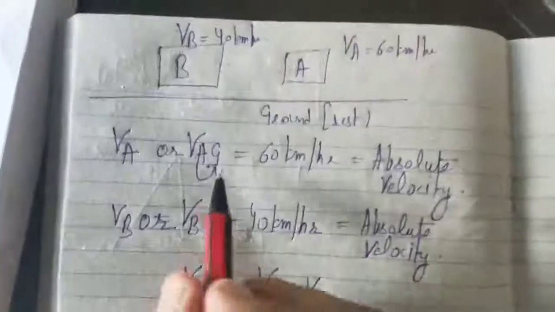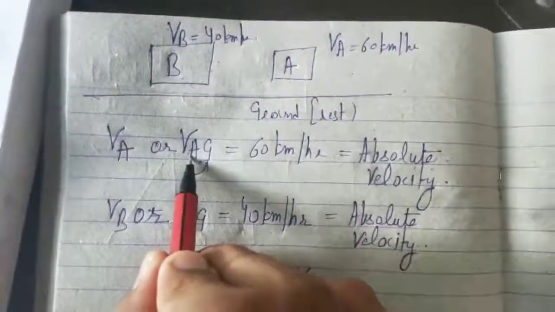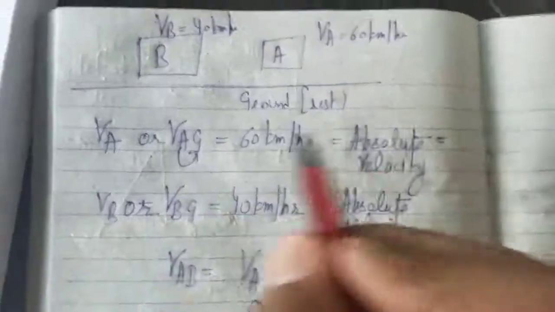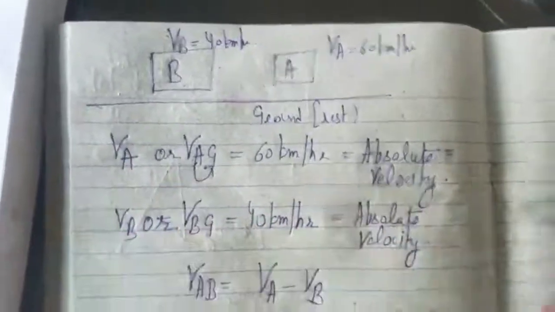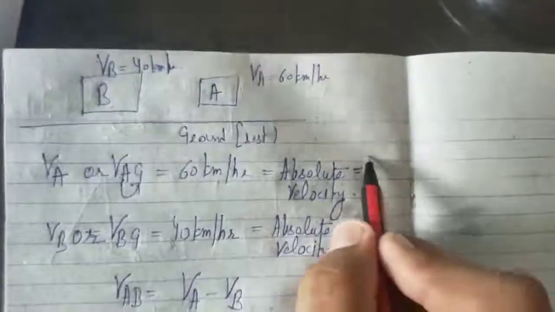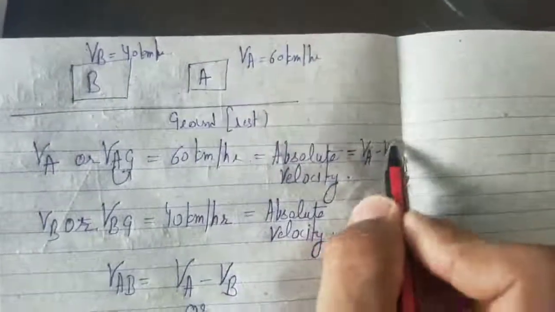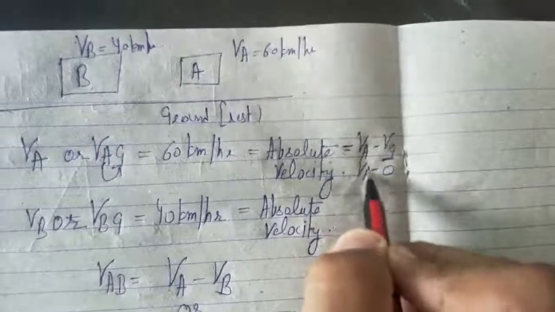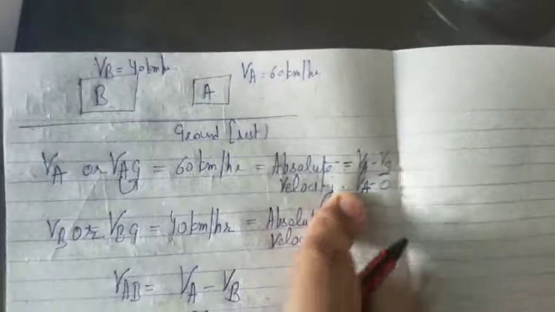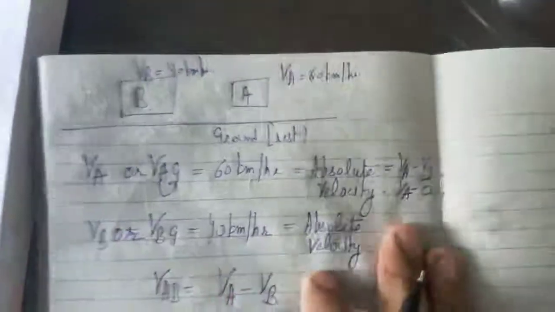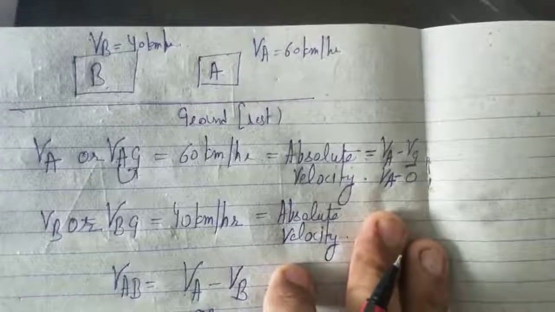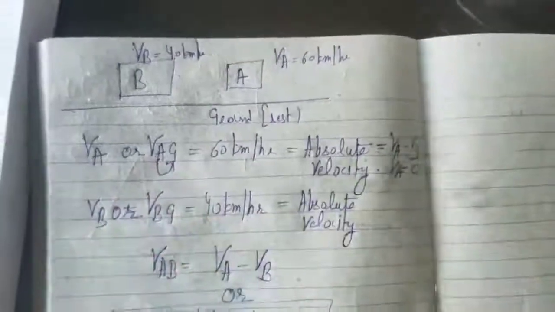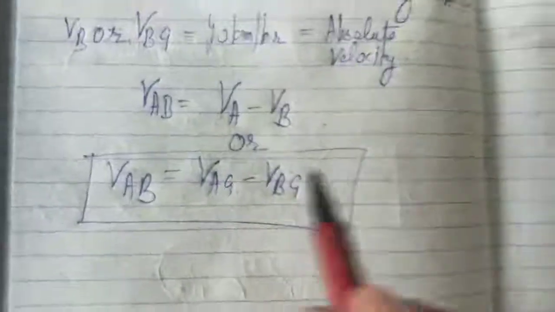You can say this also as the velocity of A as seen by the ground. You can also write this as the velocity of A minus the velocity of ground, and the ground velocity is 0, so it will remain only VA. But how is it VA? Velocity of A minus velocity of ground, and the velocity of the ground is always 0, so it is the velocity of A. So this is the relative velocity formula.